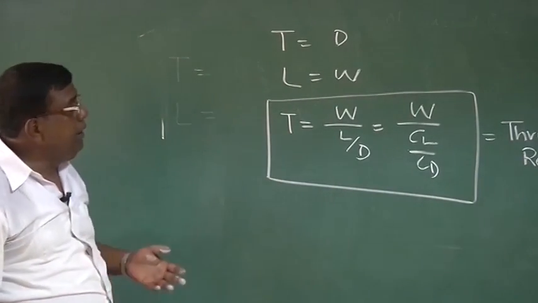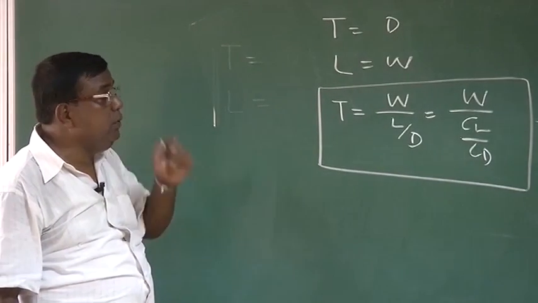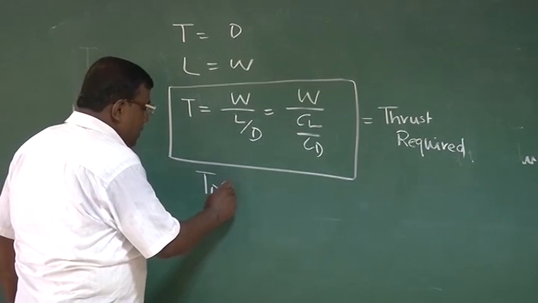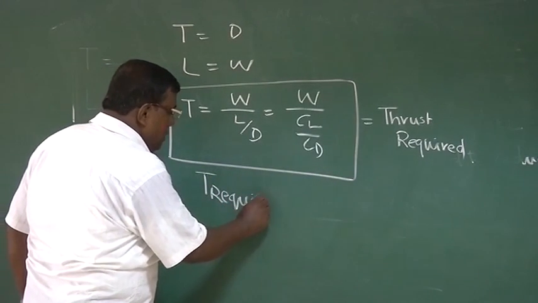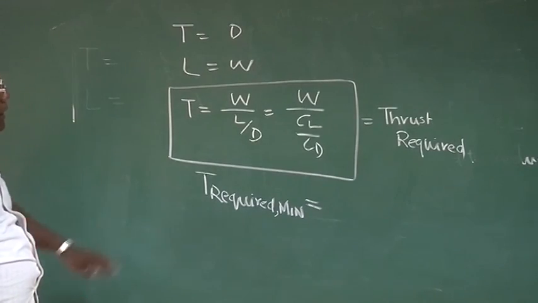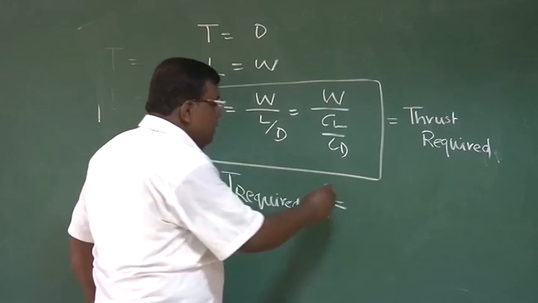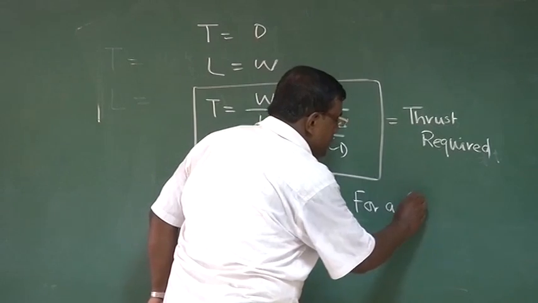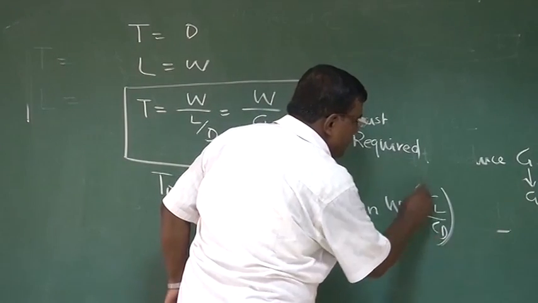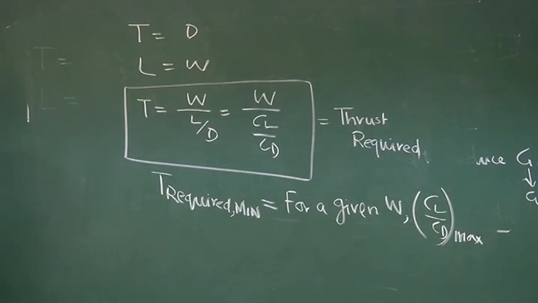What is our aim? Our aim should be, I should fly the machine in such a way that thrust required is always minimum, right? Most of the time in the cruise, we'll try to look for thrust required minimum. So I will look for thrust required minimum. And if I see here, what does it mean? It means for a given weight, CL by CD should be maximum, right?